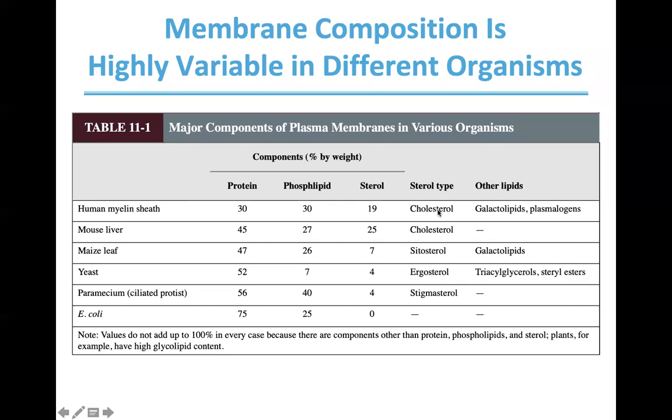So in our cell membranes, cholesterol is the main ingredient. In yeast, it's ergosterol. Ergosterol and cholesterol have similar structures, but not quite. So ergosterol also has this similar 4-ring-based nucleus, but it has more double bonds. So ergosterol has a slightly different structure.